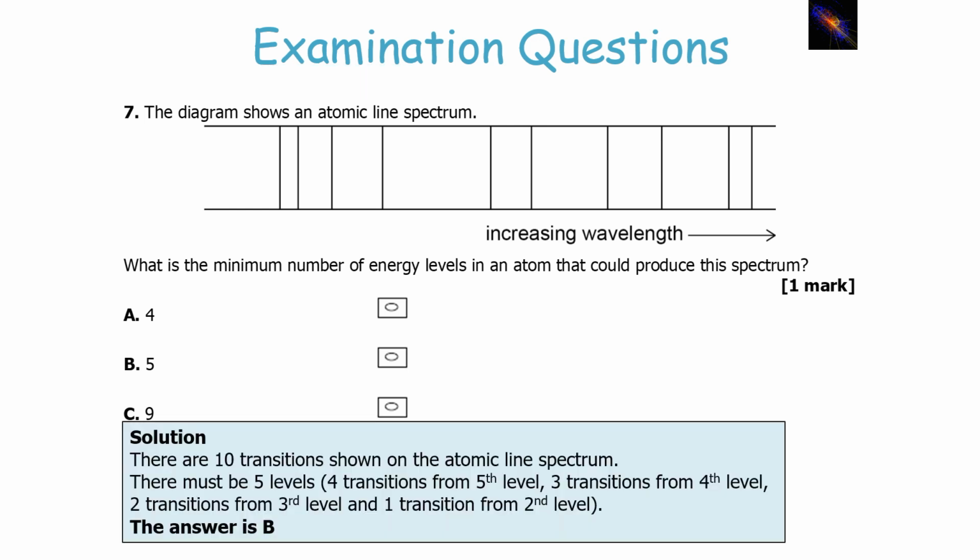Now there are 10 transitions shown on the atomic line spectrum, so this means there's got to be 5 levels, because you'll have 4 transitions from the 5th level: 5 to 4, 5 to 3, 5 to 2, 5 to 1. You'll have 3 transitions from the 4th, 2 from the 3rd and 1 from the 2nd, and obviously none from the 1st. So therefore our answer is B.